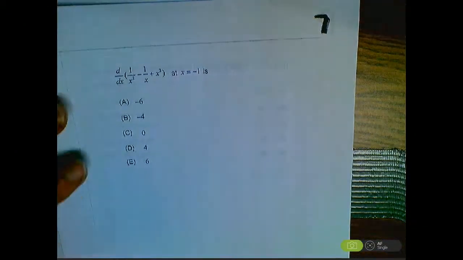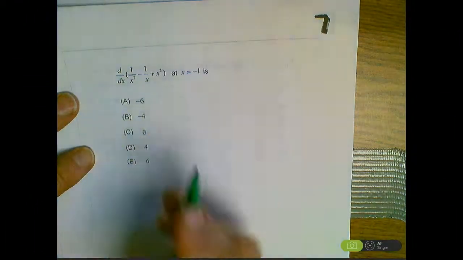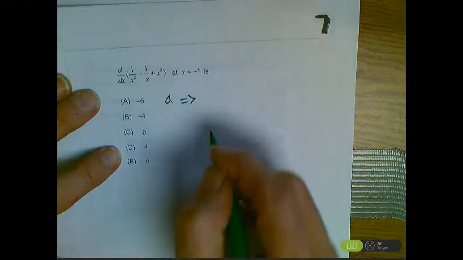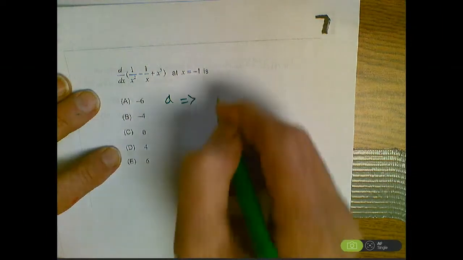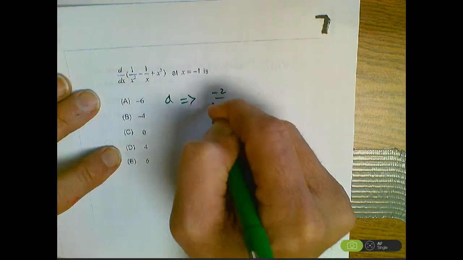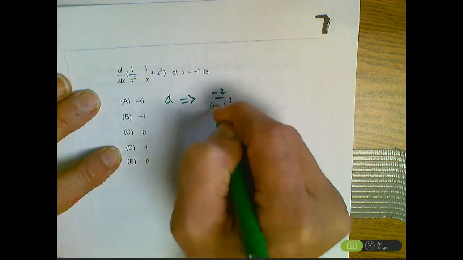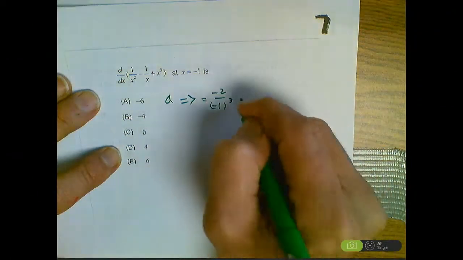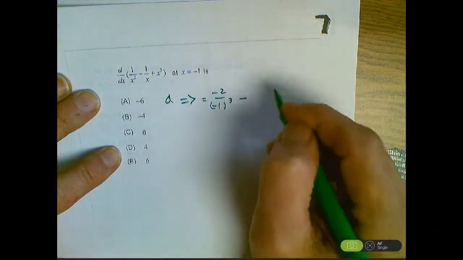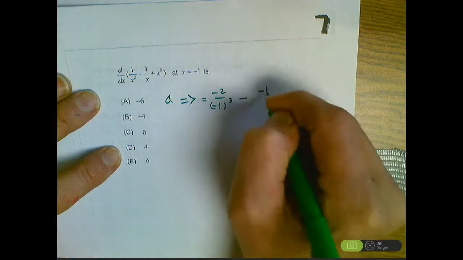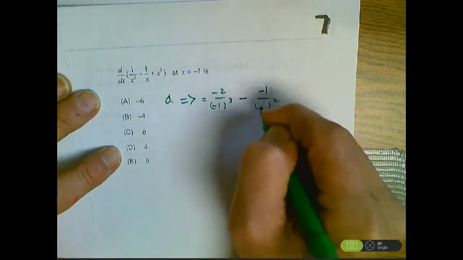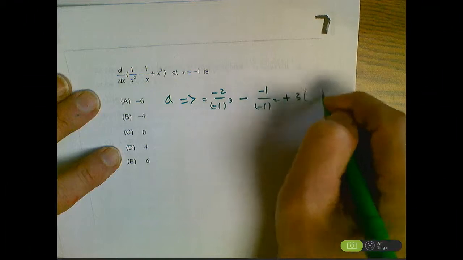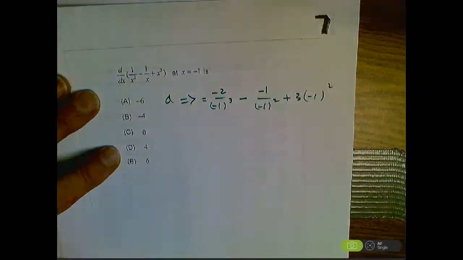Problem 7. We're looking for the derivative at negative 1. So let's just take the derivative, and we'll do it. The derivative of 1 over x squared is negative 2 over x cubed, because I'm going to plug in negative 1 here. Then I'm going to take the derivative of the next one. So 1 over x, its derivative is negative 1 over x squared. And then finally, the derivative of x cubed is 3x squared. I'm going to put a negative 1 in there.